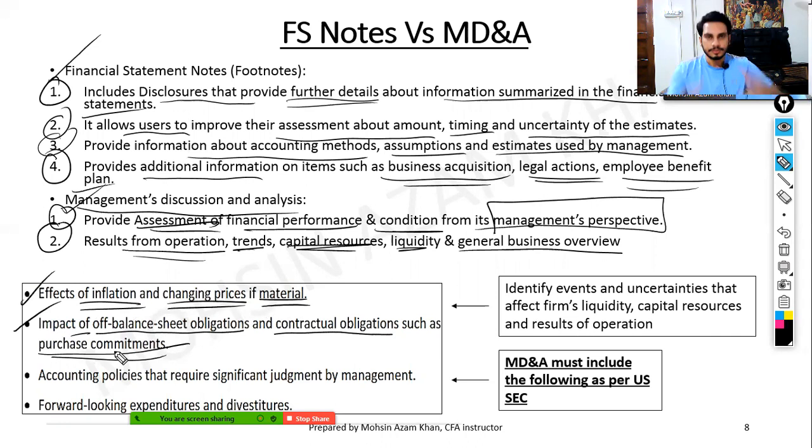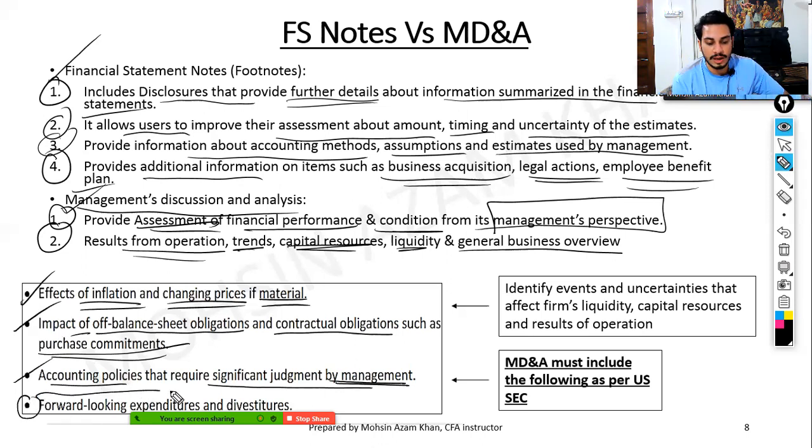So let's suppose a company has made certain purchase commitments, that is a contractual obligation. The company will have to purchase that much amount later on. So they have to disclose in the management discussion and analysis that we have already made that many commitments for purchasing from different companies. Third, accounting policies that require significant judgment by management. If any accounting policies used by companies depend largely on management discretion, they have to show that discussion.